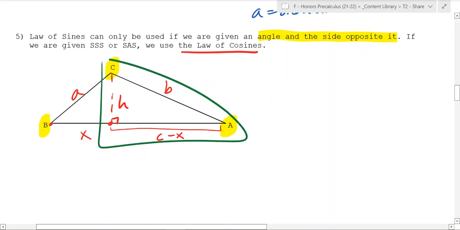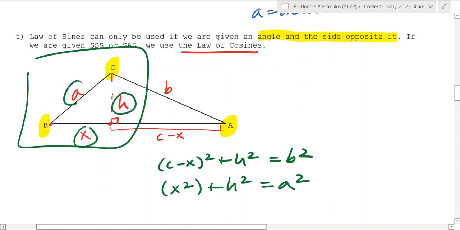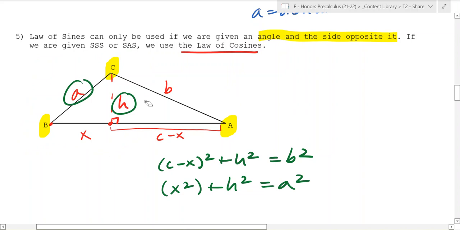What this tells us is that we can use the Babylonian Theorem. We have a right triangle right here. So that tells us that (c minus x) squared plus h squared is equal to b squared. And then we also have a triangle right here, which is going to be x squared plus h squared is equal to a squared. So we just used the Babylonian Theorem twice there, and we got two different things.